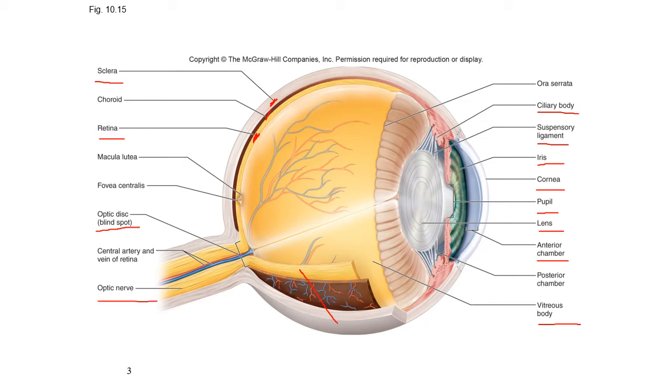Last but not least is the optic nerve. You're familiar with the optic nerve from the brain. The optic nerve is not in any of the layers or tunics because it's outside the eyeball itself. It is cranial nerve 2, and this is where the action potential originates. So the eyeball is going to connect to the brain, and we're going to process what we're actually seeing.